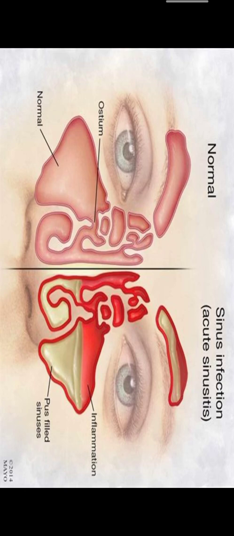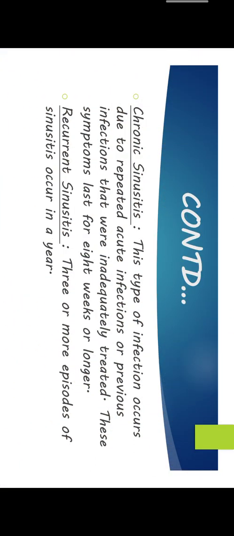In this image you are seeing the normal sinuses and the sinusitis. Then third one is chronic sinusitis. Chronic sinusitis, in this the infection occurs because of repeated acute infections or previous infections that were inadequately treated and the symptoms of this sinusitis last for 8 weeks or longer.